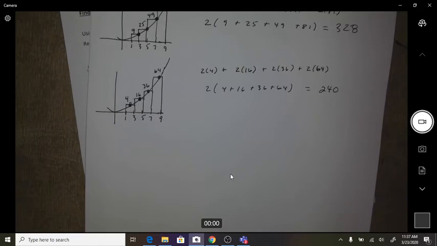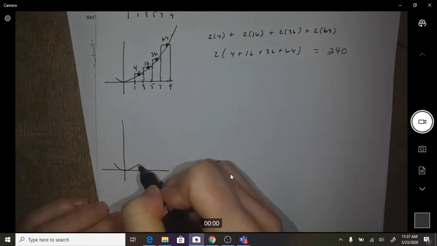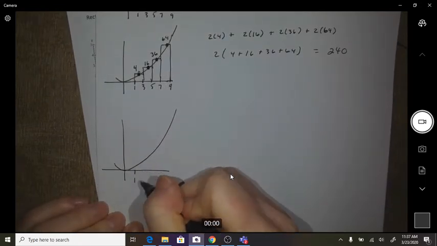Okay, and our last one is trapezoids. Okay, so draw my 1 to 9 again.